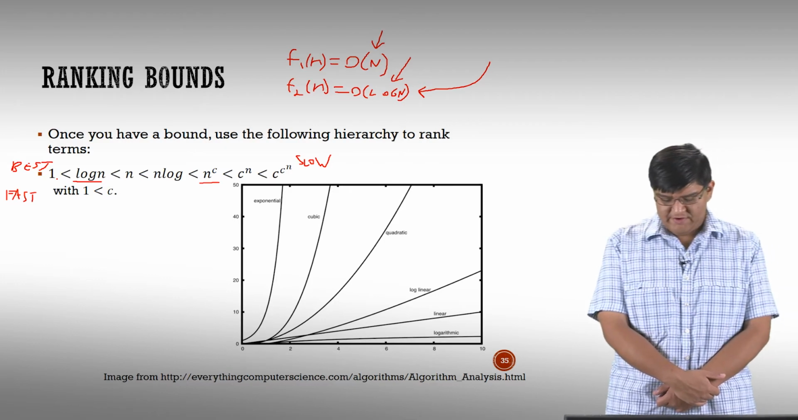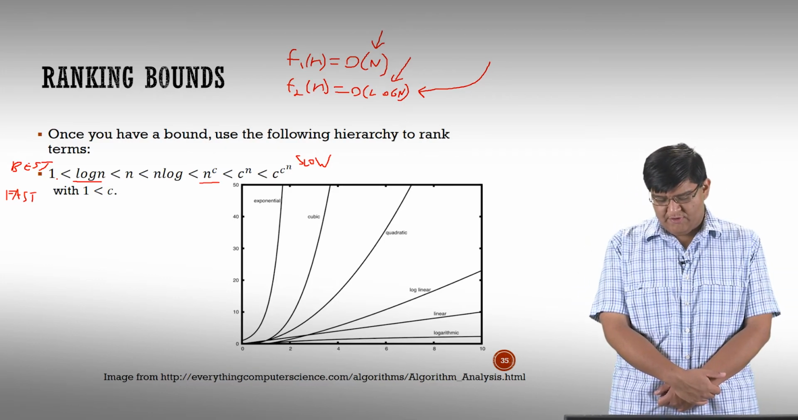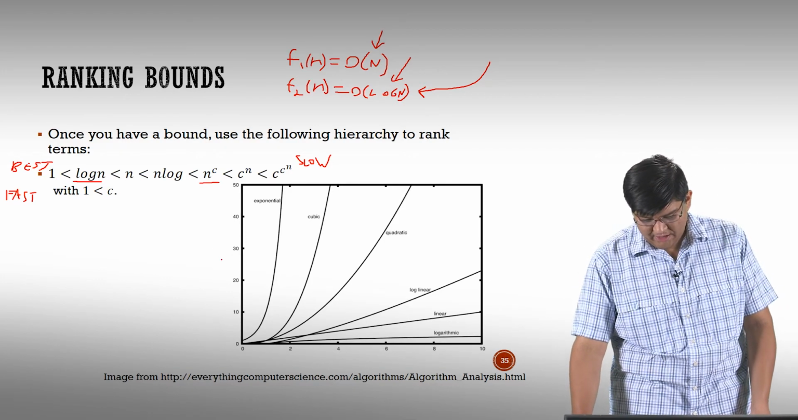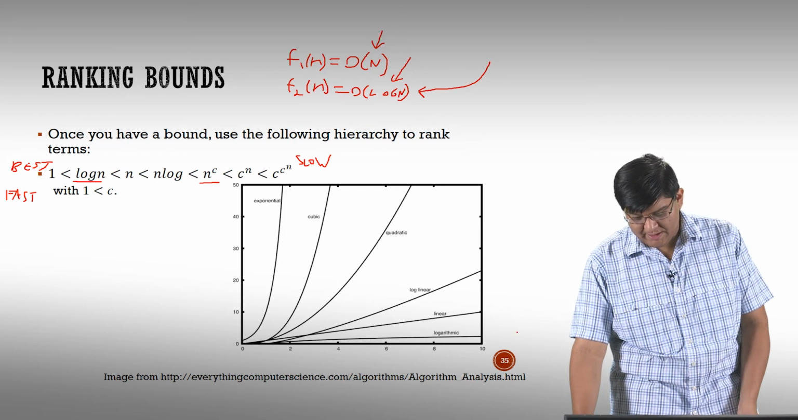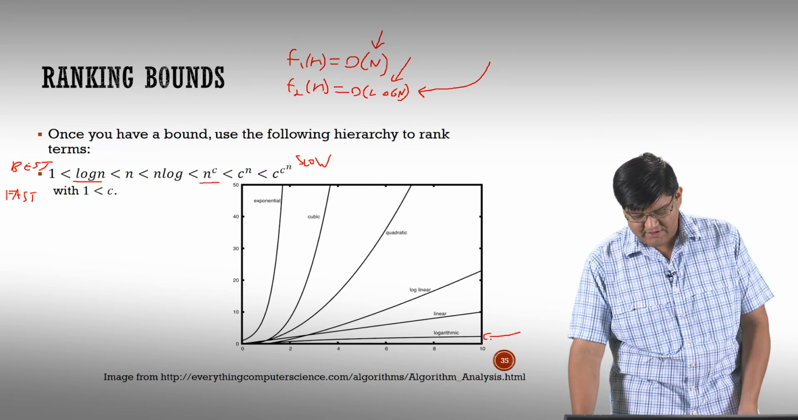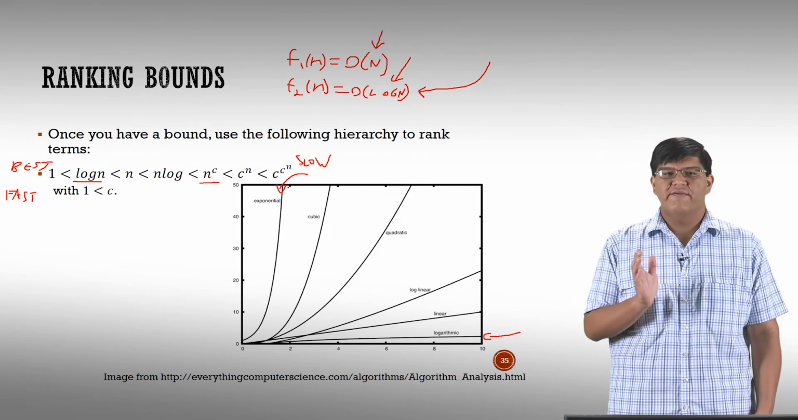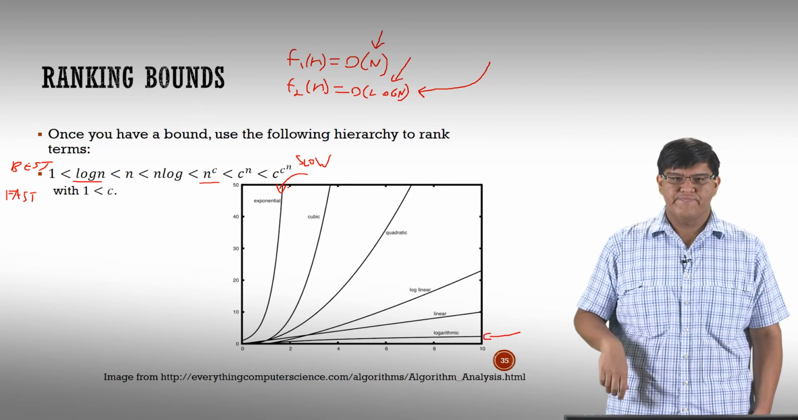You can see here the graph illustrates how these things grow. For example, a logarithmic class function goes pretty slow, versus an exponential class function, which goes pretty fast. So there is a significant difference between these two categories.